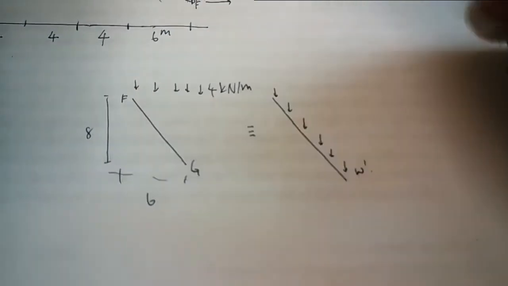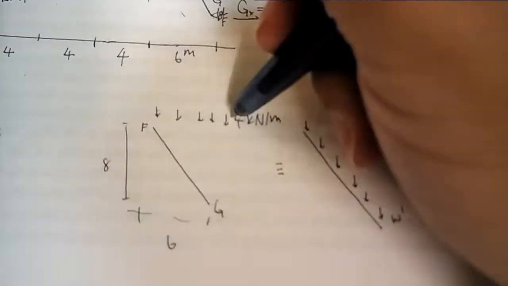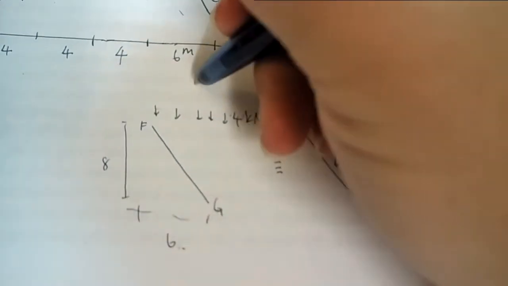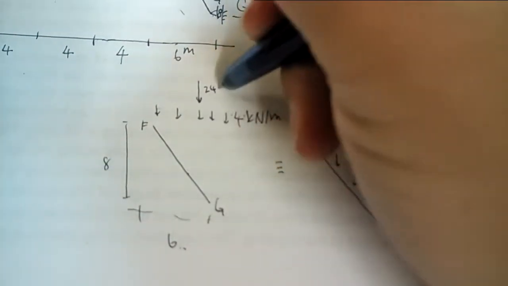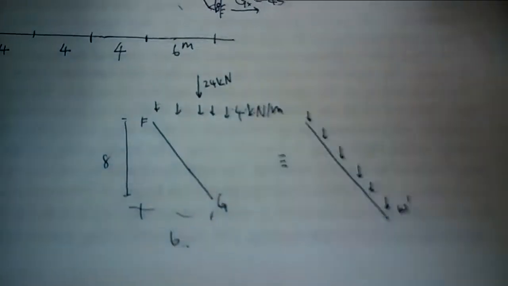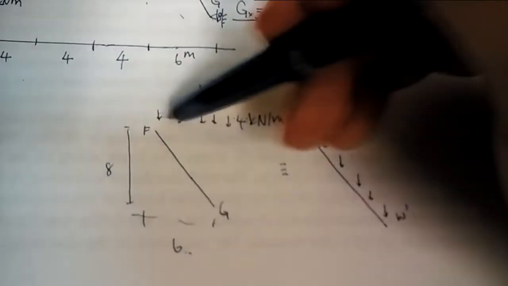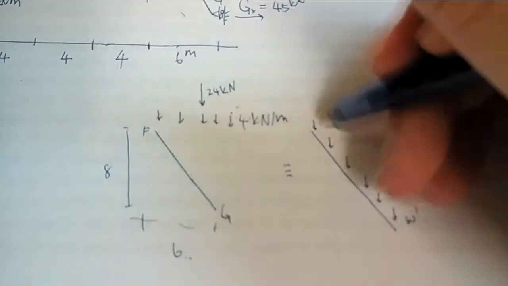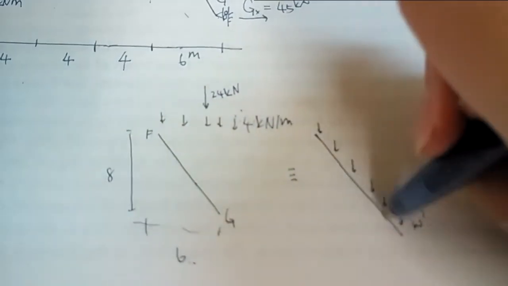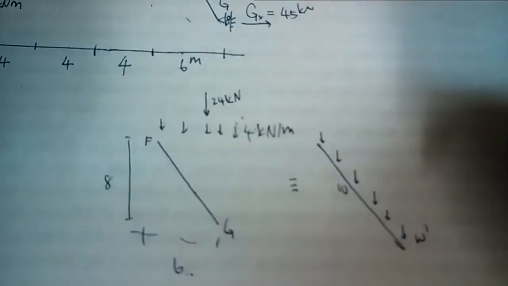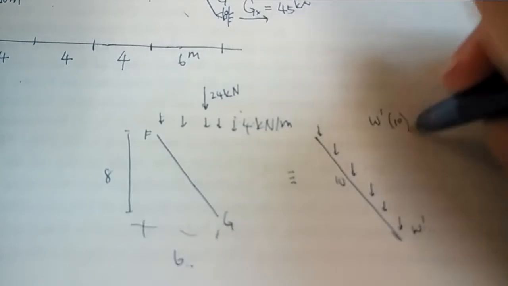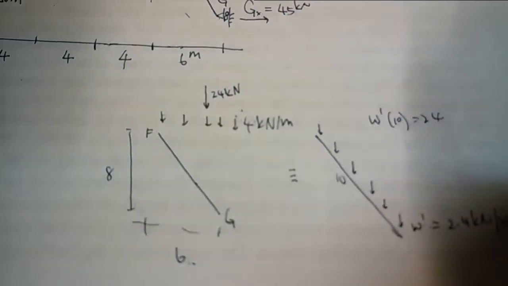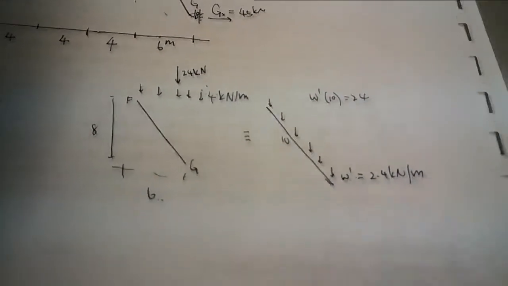How can we find this omega prime? We can use the idea of equivalent force. The total loading generated by this distributed load is 4 times 6, which is 24, acting equivalently at the center as 24 kN. If I want to transform this schematic into this, I need to guarantee that the total loading is also 24. The distance is 10, from trigonometry. So this times 10 should equal 24, which means omega prime is 2.4 kN per meter.